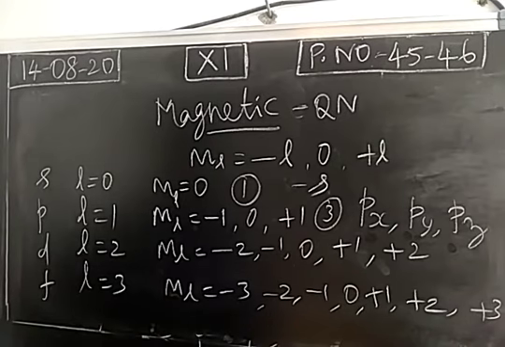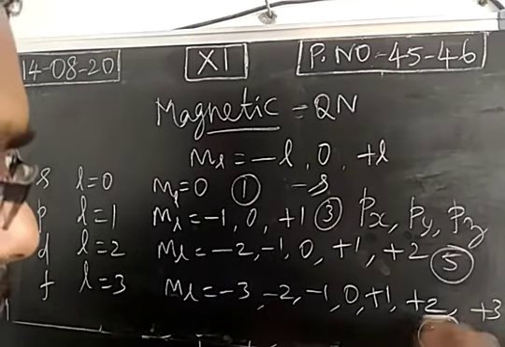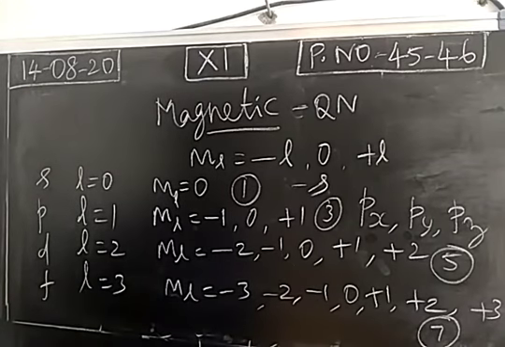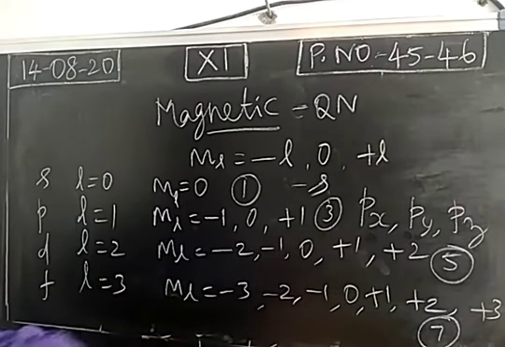For a d subshell, how many magnetic quantum numbers are there? 5 magnetic quantum numbers in total. So there are 5 orientations, right? 5 d orbitals are available. For the f subshell, we have 7 magnetic quantum numbers in total, so there will be 7 f orbitals, right? Only 1 s orbital, 3 types of p orbitals, 5 types of d orbitals, 7 types of f orbitals. The magnetic quantum number says the orientation of the subshell, which is called what? Orbital, right?